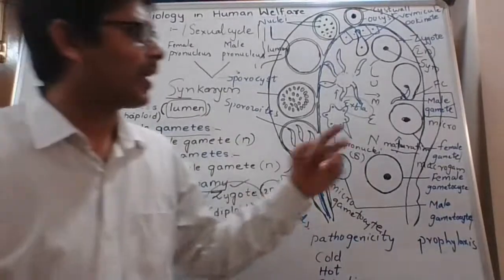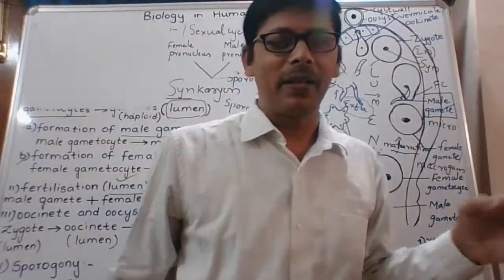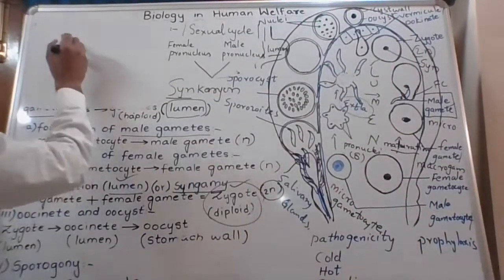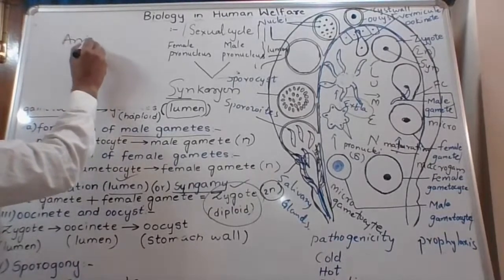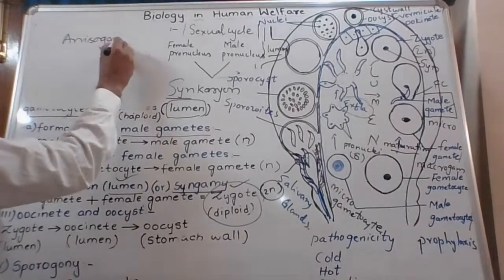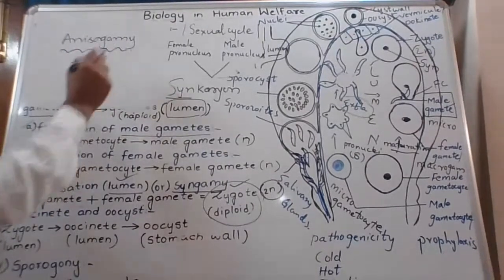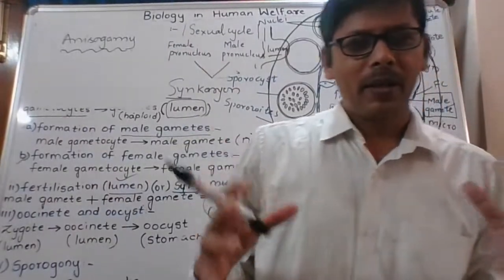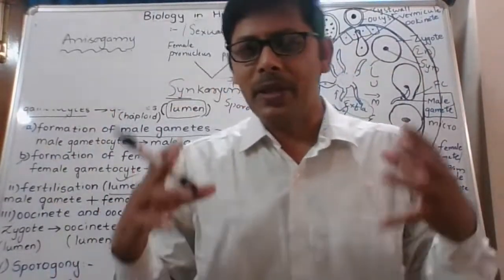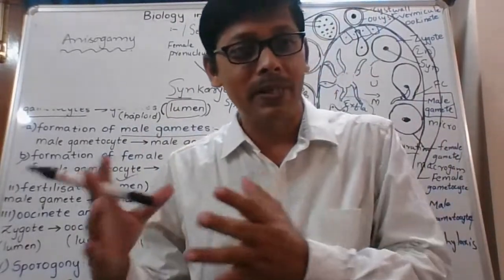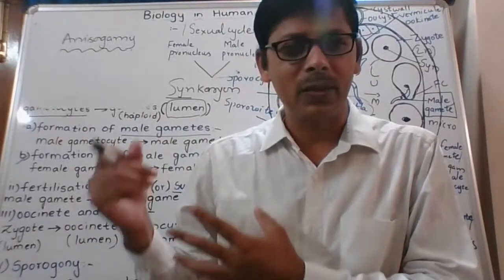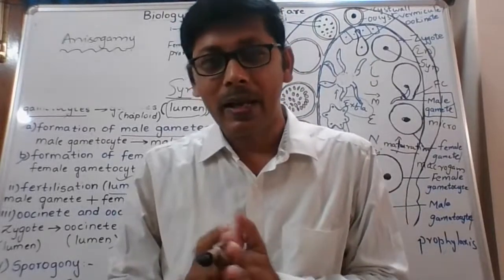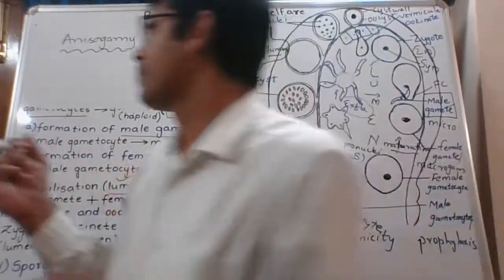Right. Where I stopped, we compared zygote. In human beings, the fertilization is called anisogamy. What does it mean? Anisogamy means, iso means same. Here two different gametes, that means gametes which are dissimilar in shape and size, are fusing to form a zygote. That's why this syngamy, syngamy means fertilization, is called anisogamy.